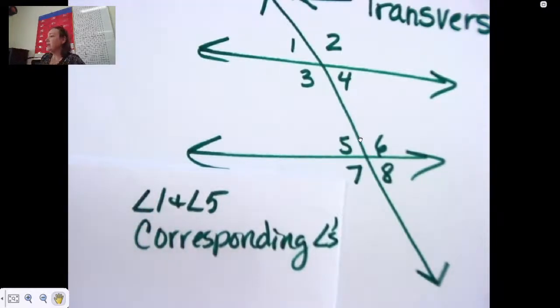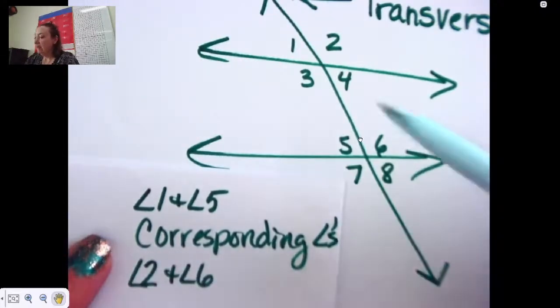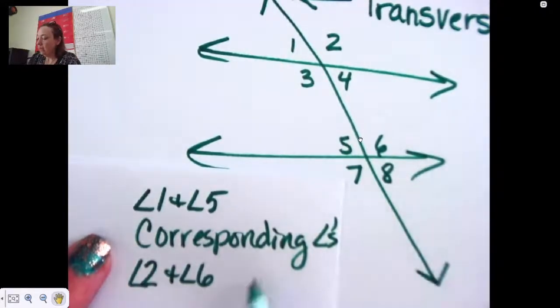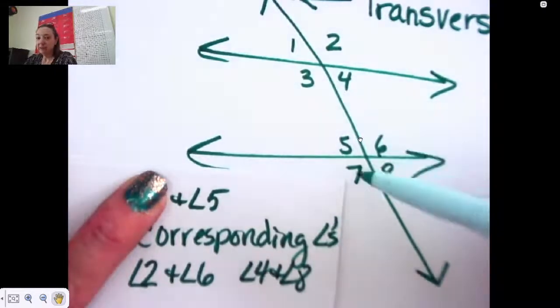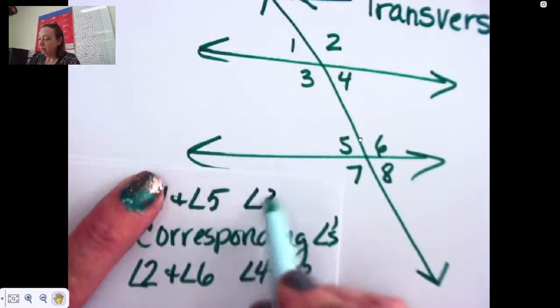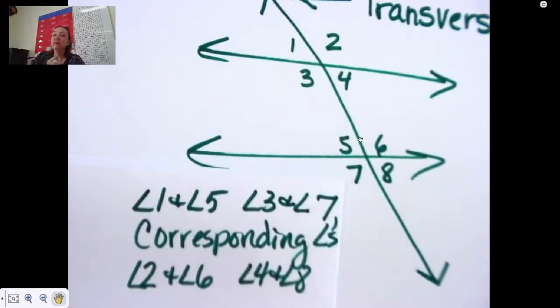2 and 6 are corresponding too. Yes. And 4 and 8. Angle 4 and angle 8. And 3 and 7. Very good, you guys. Y'all picked up on that fast. Okay. Now that we have the understanding or the words to use, we're going to go back to our worksheet. All right?